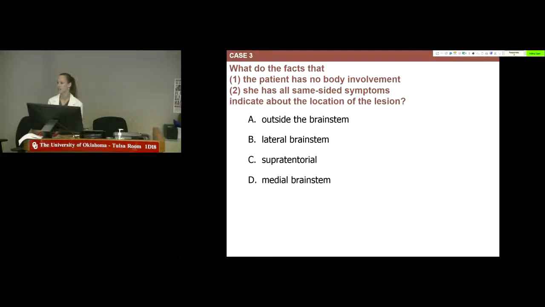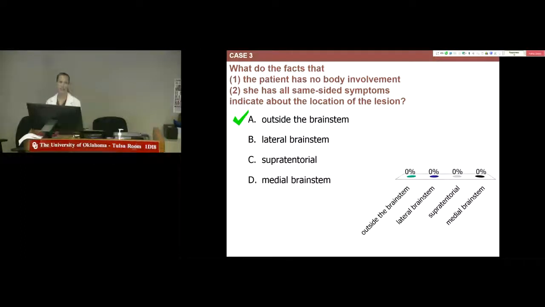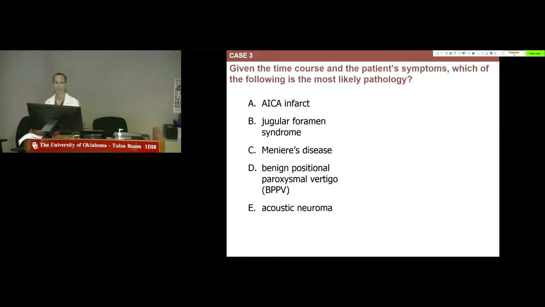Okay, so we have some commitment. We're close. So this is kind of like yesterday. This is probably a lesion. We didn't affect our long tracts at all, and the cranial nerves we did affect were on the same side. So we're probably looking at some type of lesion outside of the brainstem. So no body involvement plus all same-sided cranial nerve symptoms is suggestive of a lesion outside of the brainstem.